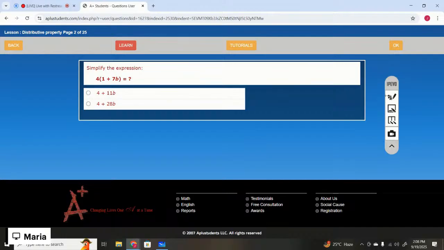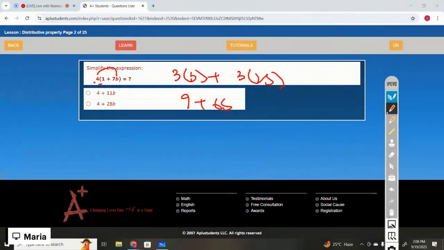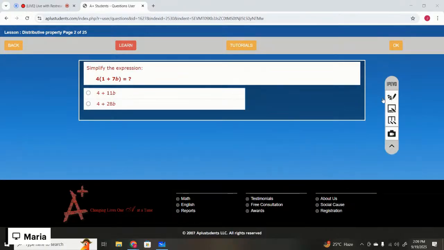Simplify the expression. You have to do 4 times 1 and plus 4 times 7b. So 4 times 1 is 4 and 4 times 7 is 28b. So the correct option is 4 plus 28b. Option number 2 is the correct option.